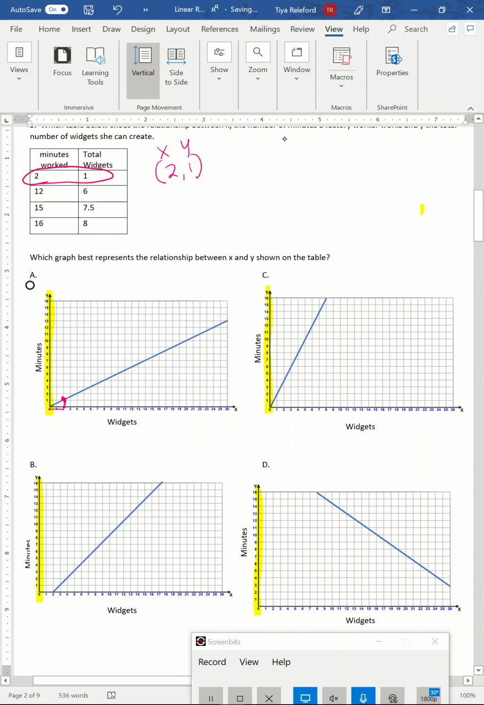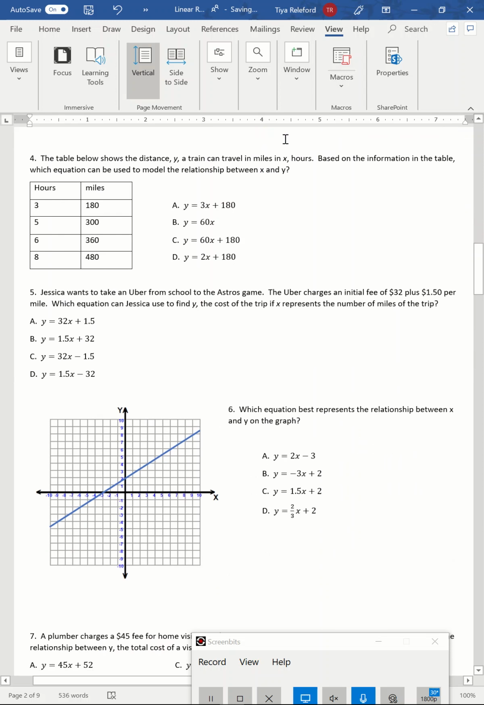Let's check out C. Over 2, up 1. C's wrong. B's wrong. Over 2, up 1. D's wrong. Easy peasy lemon squeezy.